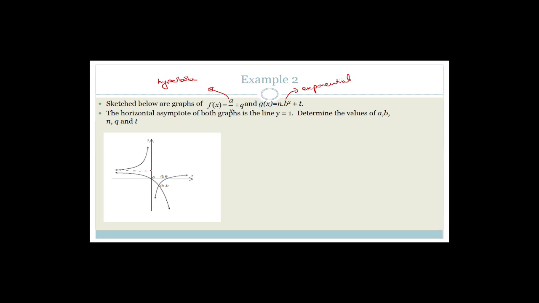So now do we agree we already have q? This q value has to be plus 1, and so does this t value. It has to be plus 1. So we've already got q and t, they're 1 and 1. Woohoo! Okay, do we agree with that?